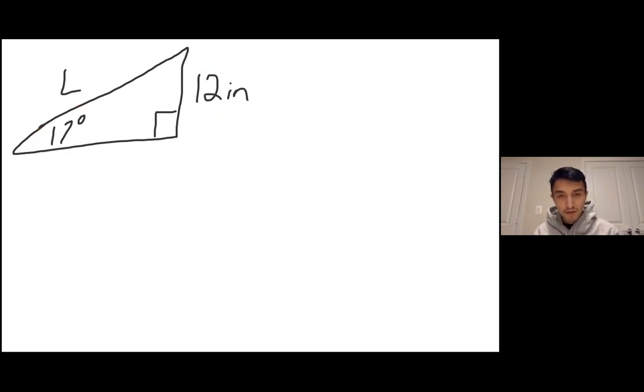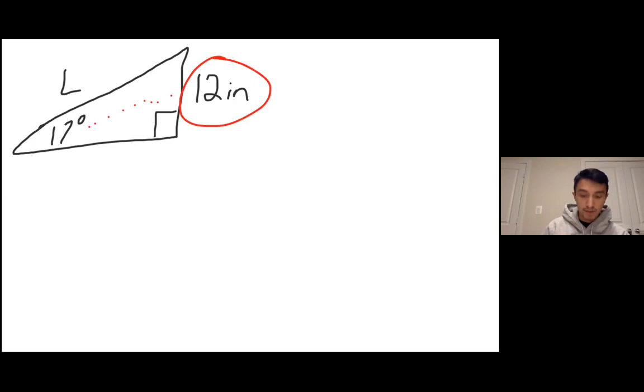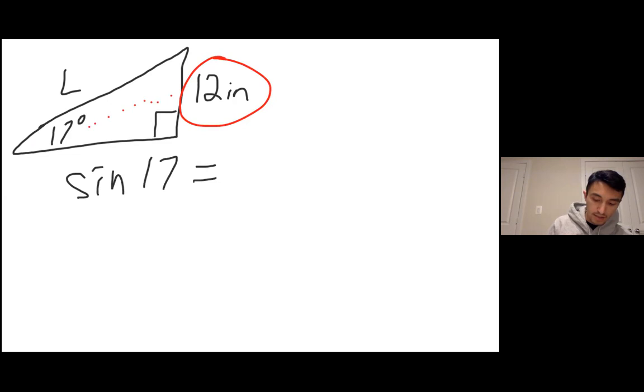All you need are your trig ratios, right? So you look real quick at what you have. I have 17 degrees. The side I do have is across or opposite of it. So if I set up sine of 17, that means opposite over hypotenuse. The hypotenuse was the unknown. So this is perfect because that means it's 12 divided by L.